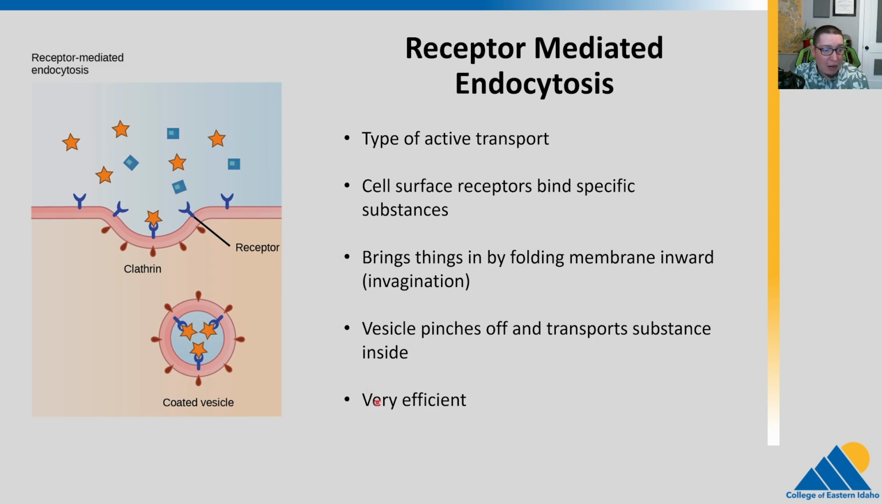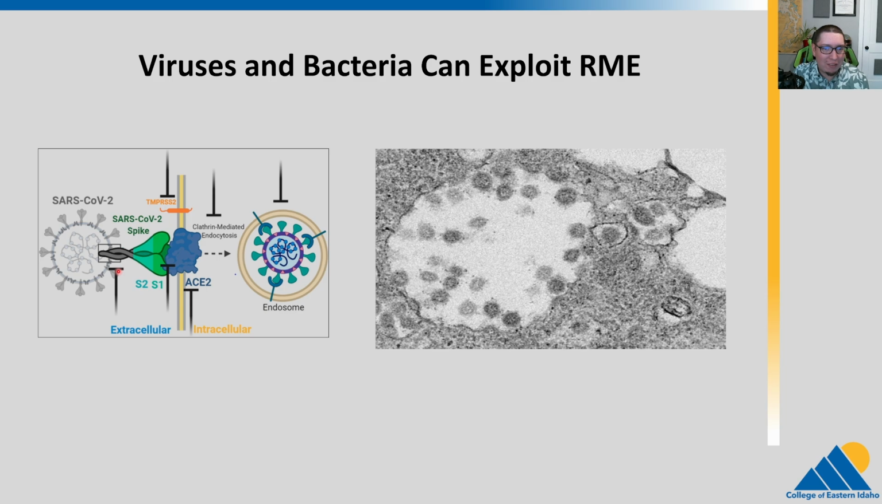Now, this is a very efficient process of bringing things into the cell because it only brings in the thing you want, right? This specifically binds to the receptor here, and it only brings that in. All right, so this is a very efficient process, but of course, there are things out there in the world that will try to trick our cells, including viruses and bacteria that can exploit this receptor-mediated process.